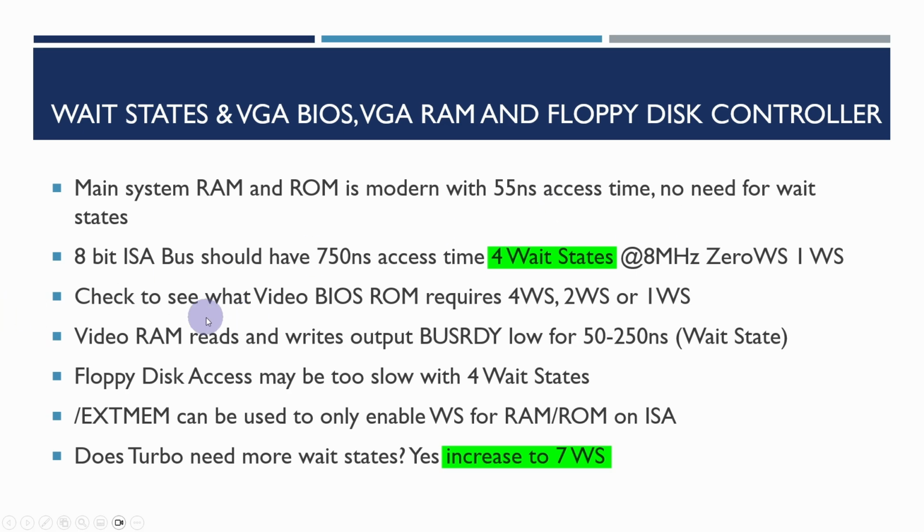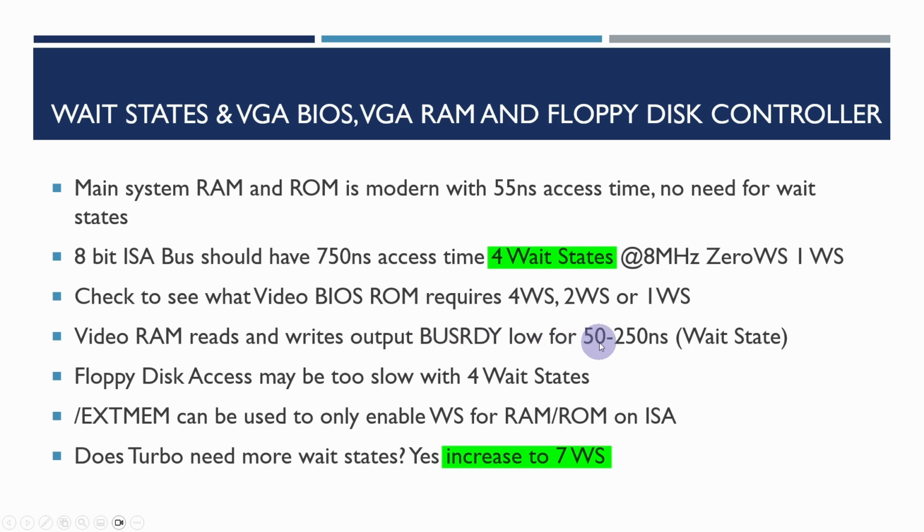So I did some checks to see whether the Video BIOS ROM required 4 wait states, 2 wait states, or 1 wait state, and generally it required 4 wait states even when things were running at the normal frequency and not at the turbo. There was also, when looking at it, a bus ready signal that the video card produces, which is to add additional wait states. However, it looked a bit erratic, and some of these bus ready signals were only 30 or 40 nanoseconds wide. So I didn't have great confidence that this bus ready was actually going to solve problems.